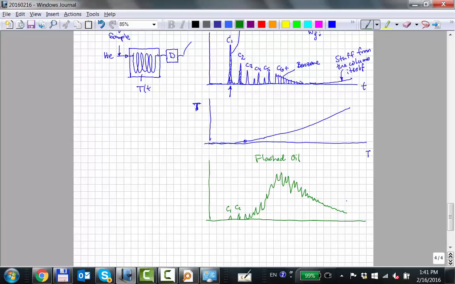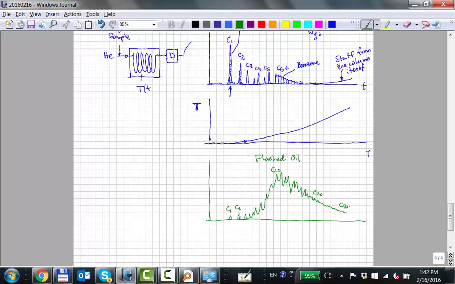This may be C10, C20, and you're out to C30 plus or something. And you still have stuff coming out. But then you stop. You're done. It doesn't reach zero. No, it never reaches zero because you have a bunch of stuff that's C30 and heavier. It's just left in there.